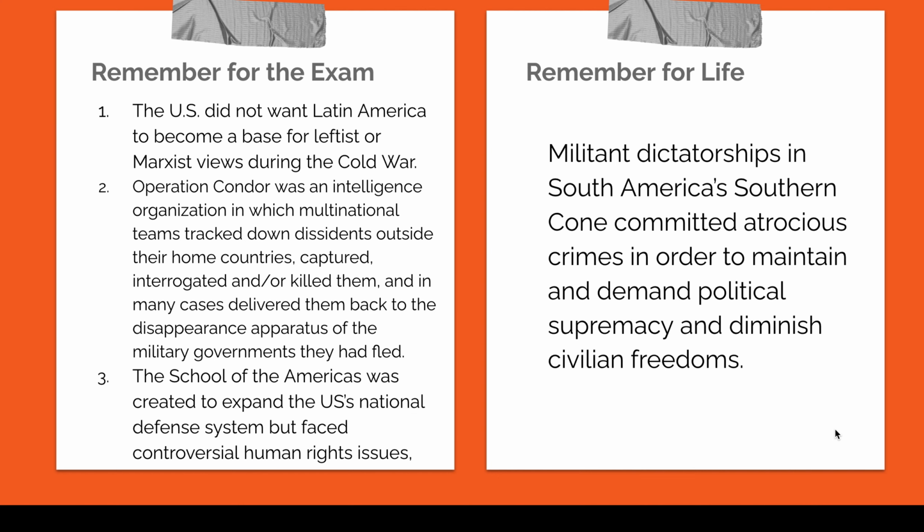Militant dictatorships in South America's southern cone committed atrocious crimes, in order to maintain and demand political supremacy and diminish civilian freedoms.